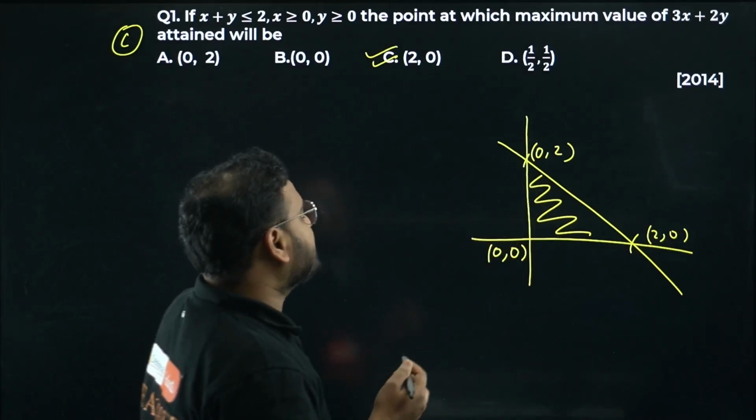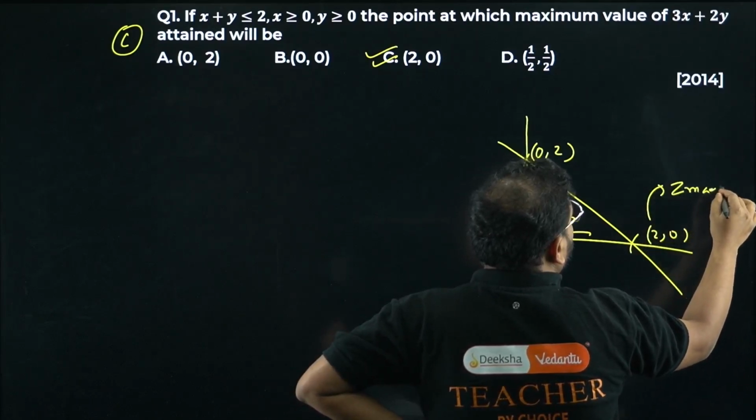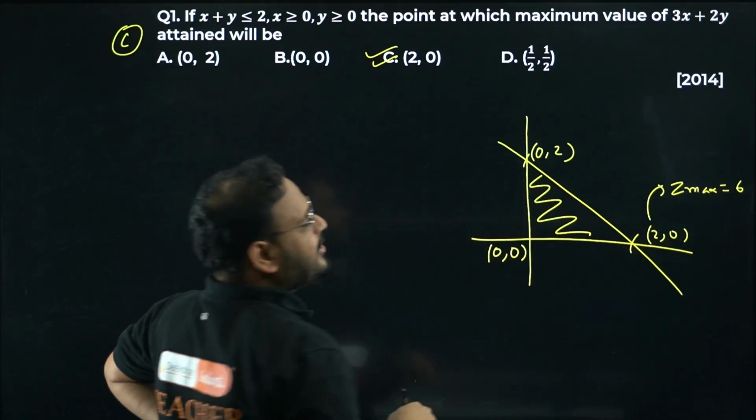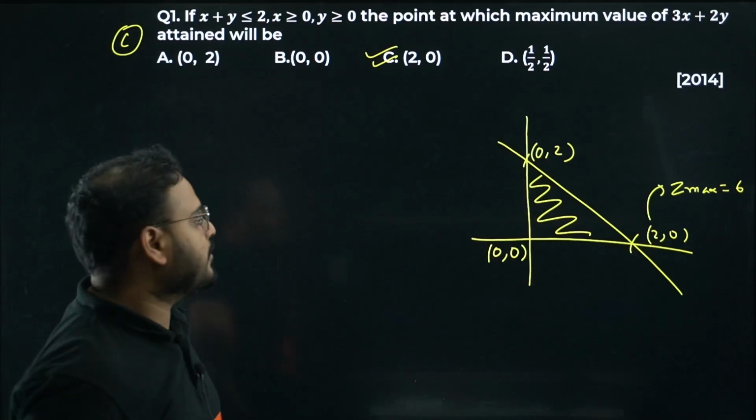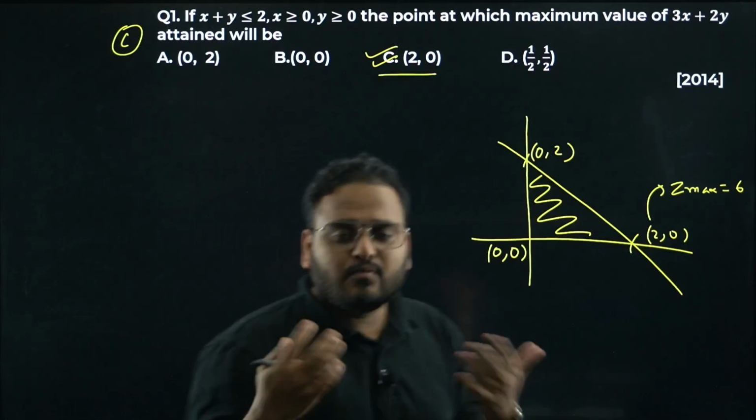From here you can see the maxima: the function z attains the maximum value as 6 at the point 2, 0. 3 times 2 is 6 and 2 times 0 will be 0. Answer is C. Okay, so this is clear. Alright, let's move on now.